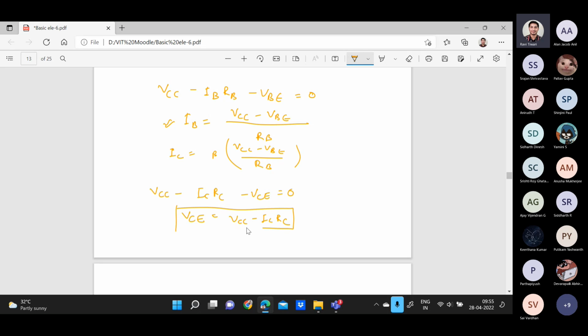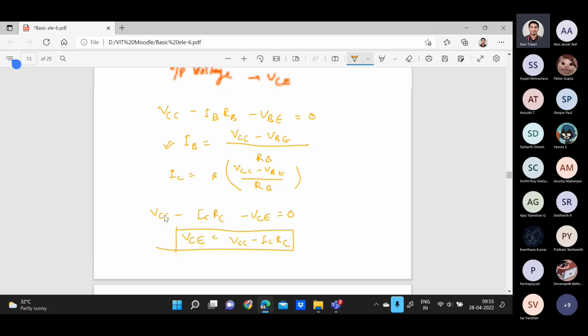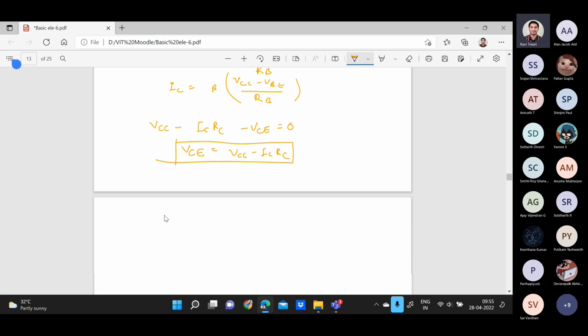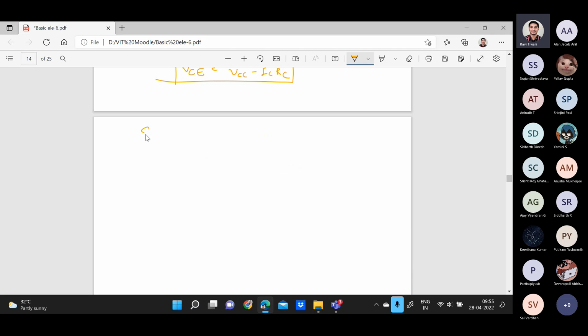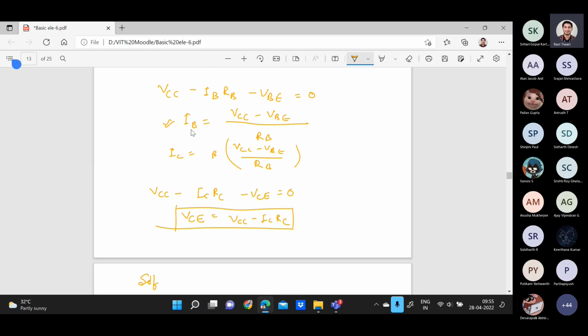Like that, you can apply KVL for any circuit. This is the fixed bias configuration. Now we will see the self biasing circuit.